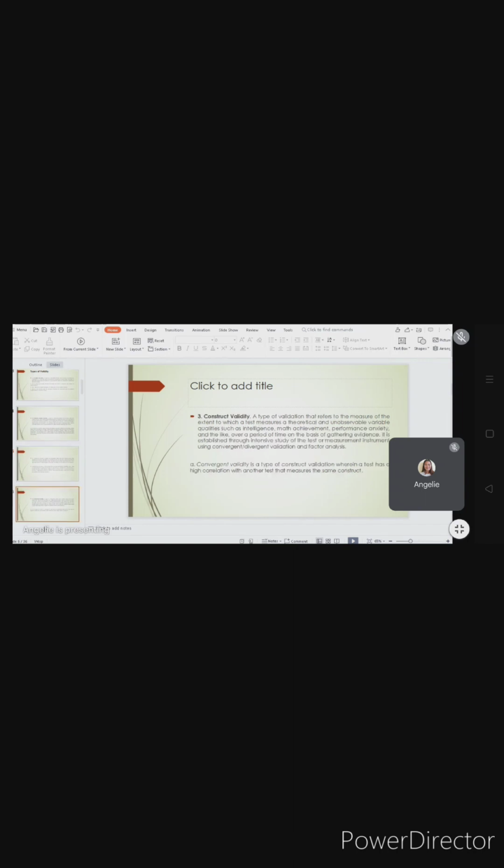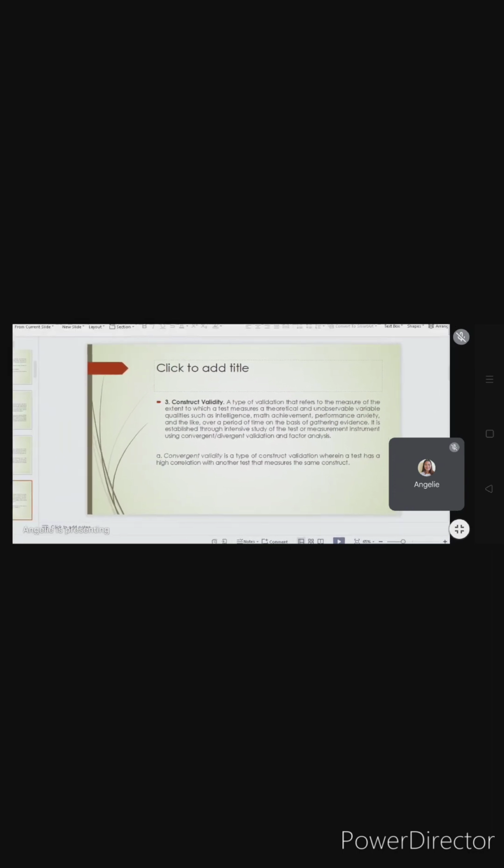So next slide, please. The third type of validity is construct validity. This is a type of validation that refers to the measure of the extent to which a test measures a theoretical and unobservable variable or quality, such as intelligence, math achievement, or performance anxiety, and the like, over a period of time on the basis of gathering evidence. It is established through the intensive study of the test or measurement instrument using convergent or divergent validation and factor analysis. A, convergent validity is a type of construct validation wherein a test has a high correlation with another test that measures the same construct.